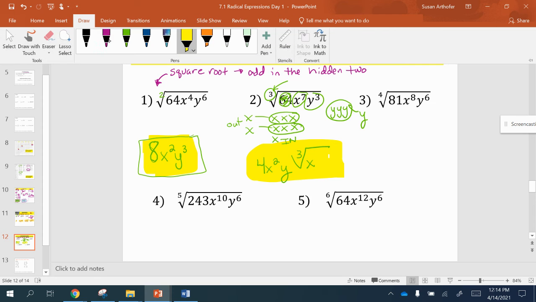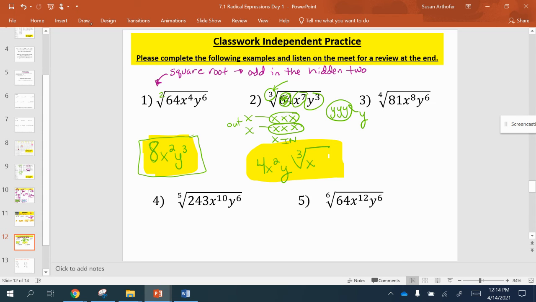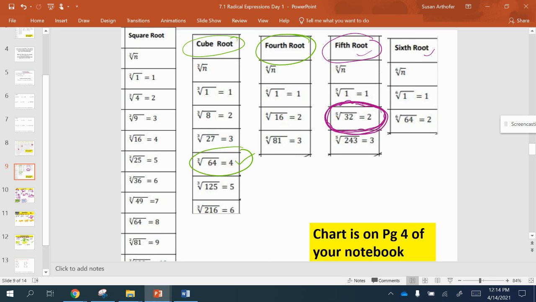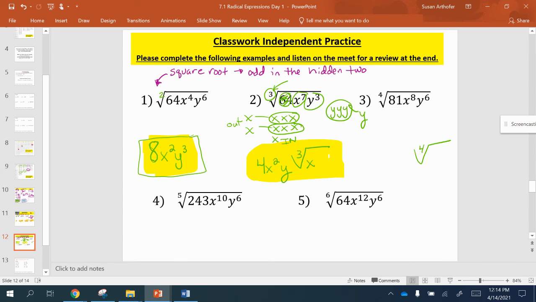Okay, next one. 4th root of 81. And then I'm going to draw my who's out and who's in. 4th root of 81 is 3. So out is 3. And I'm going to move on to x to the 8th. I need them in sets of 4 this time. So there's 8 of them. So out is x. Out is x. So 2 x's got out. X squared.